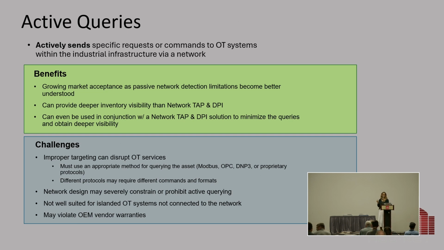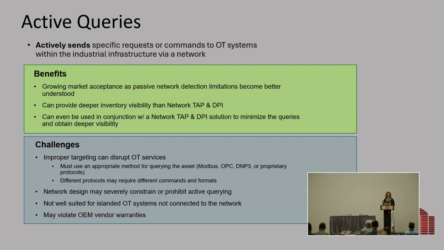There's a growing market acceptance as the passive network detection limitations become better understood. There are some network tap and DPI solutions that actually augment their asset inventory by doing asset queries. They know they're only able to see 70-80% of an inventory, so they'll use an active query on an as-needed basis, not on a continuous basis, to fill in those gaps. And again, it can provide that deeper visibility. It can be used in conjunction. These two methods are used interchangeably, which allows you to get deeper visibility into your inventory to reach those assets that aren't communicating via the network.